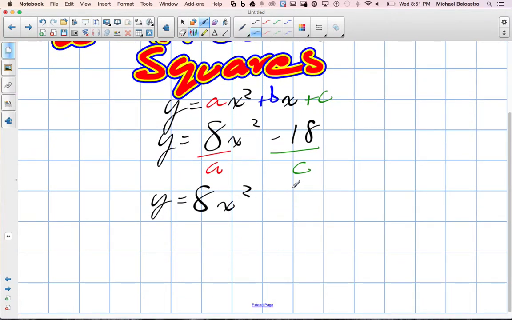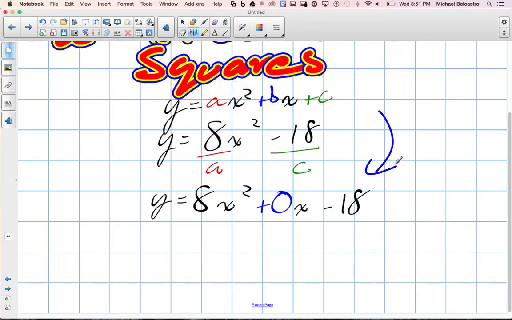So this is what we're going to do. We're going to turn this into 3 terms. We have 8x squared plus 0x minus 18. The reason I did that is just because when we fearless factor, we're used to using 3 terms. So really, that's what this said, they just didn't include the 0x. So now I have 3 terms, and then I can go right back into fearless factoring.